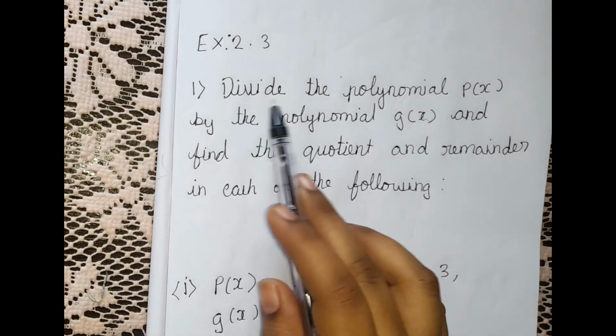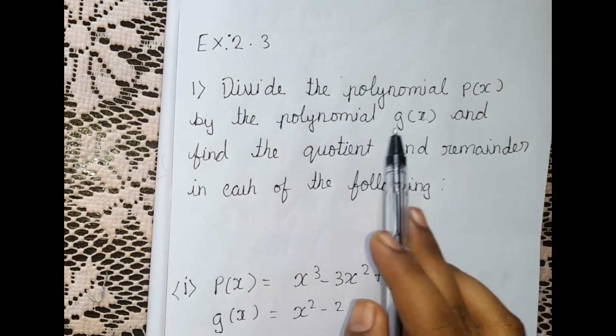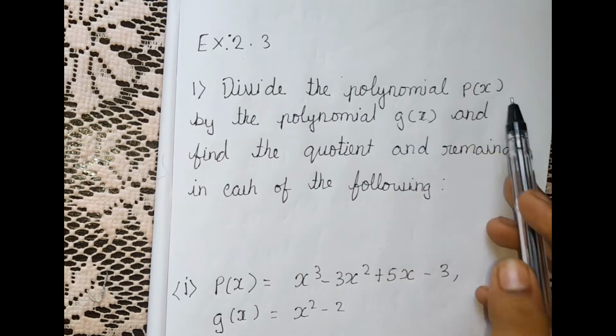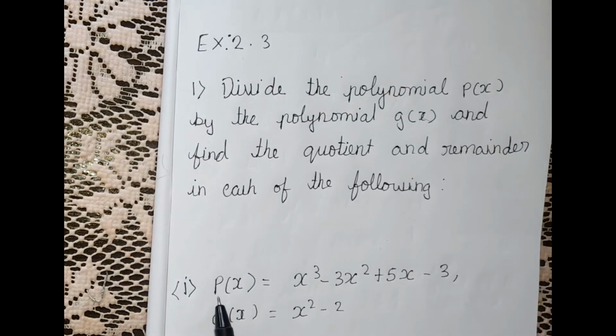Here we are supposed to divide the polynomial. The polynomial is p of x. They have given p of x is equal to x cube minus 3x square plus 5x minus 3. And what about g of x? g of x is equal to x square minus x minus 2.